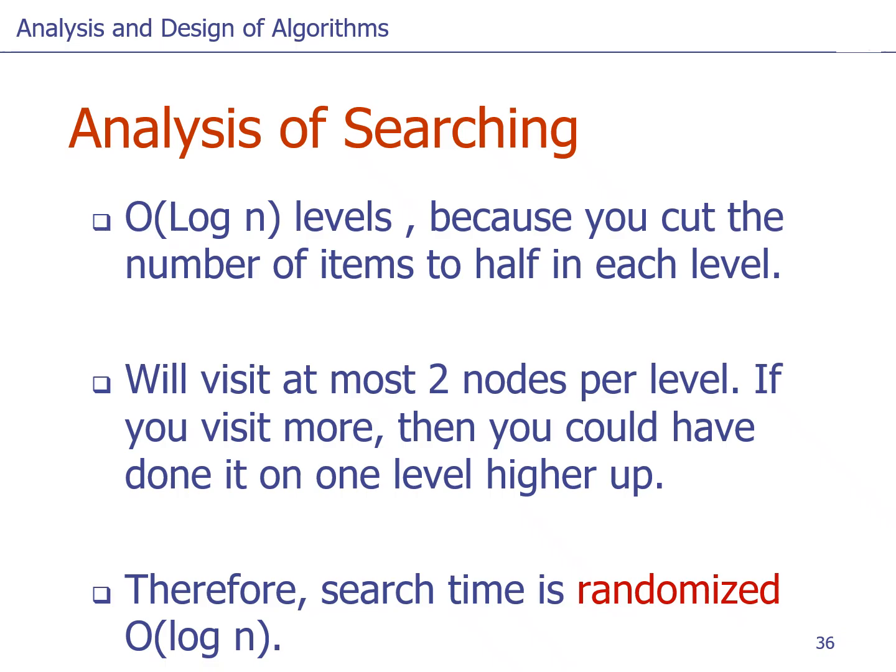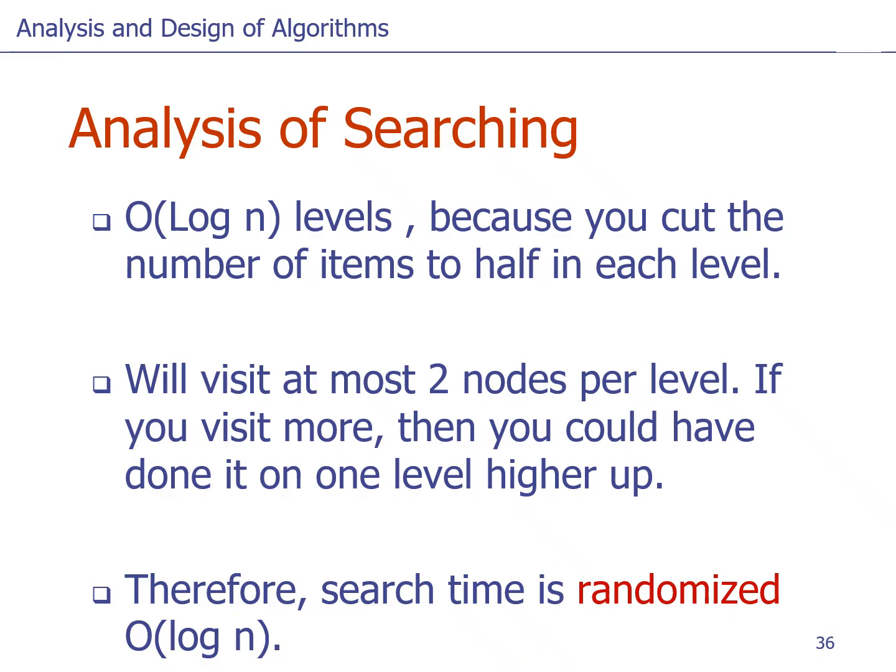Now we come to the analysis part. What we have in skip lists are always log n levels. And this is what makes it so interesting. The reason we have log n levels is that we are cutting the chance of having an item propagate upward to the higher levels. We're cutting that chance significantly as the levels keep increasing.